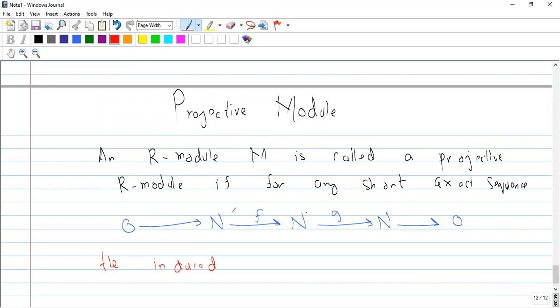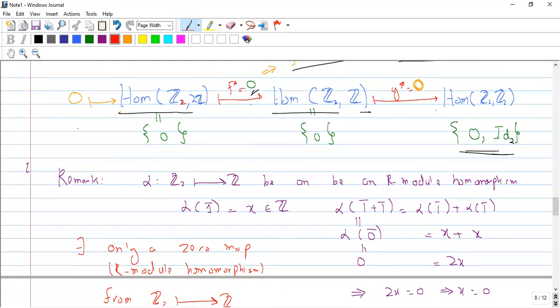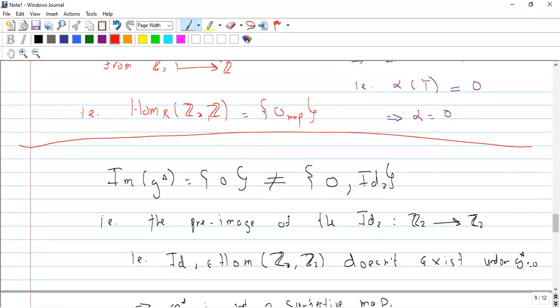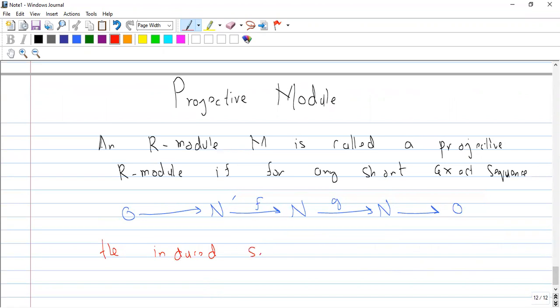Initially we have seen in the example that it is not necessary that the induced sequence be a short exact sequence, because g star being surjective is not necessary. But here, in the case of a projective module, by definition the induced sequence will also be a short exact sequence.